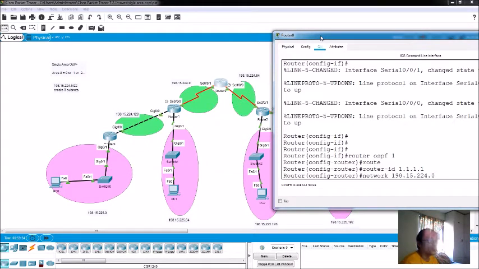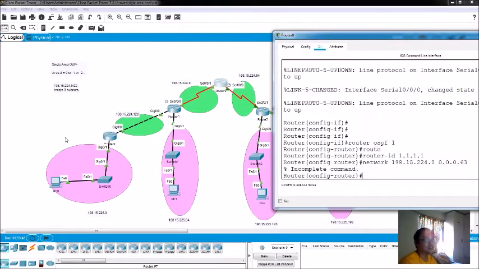198.15.224.0 with the wildcard mask of 0.0.0. What is the wildcard mask of this? Can you try to guess? That's 255 minus 192. That's 63, right? So 63. Enter. Oh, it didn't work.